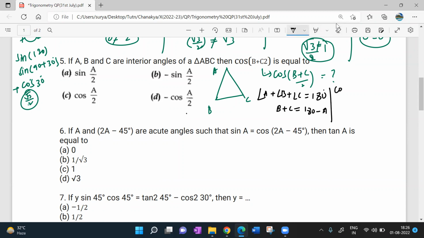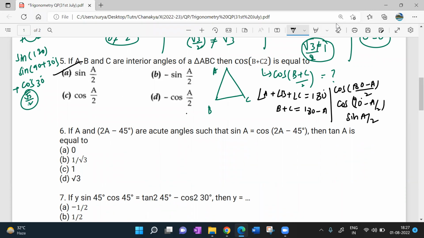Else what I do here is I'll do one thing. Cos of (180 minus A) by 2. That 1 by 2 I can take outside, beta. This can be written simply like cos of (90 minus A by 2), since 180 by 2 is 90, right? Now isn't it looking like cos of 90 minus theta? Cos 90 minus theta is what? Sin theta. So sin A by 2. Getting my point? Any doubts? Option A should be correct here.